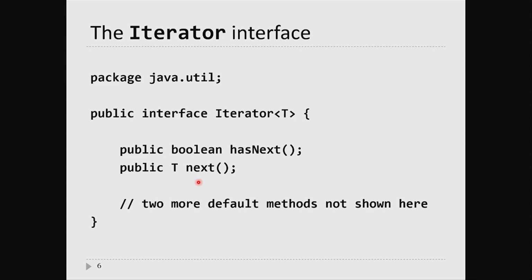Next returns the next element in the collection. If you start at the beginning of the collection and call next, you get the first element. The next time you call next, you get the second element. The next time, you get the third element, and so on. If you call next and there are no more elements in the collection, then you get an exception to indicate that you've tried to iterate over too many elements.